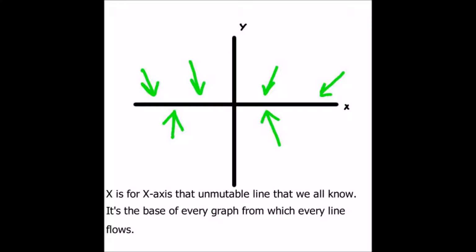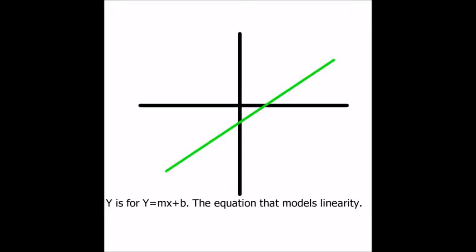X is for x-axis, that unmutable line that we all know. It's the base of every graph from which every line flows. Y is for y equals mx plus b, the equation that models linearity.